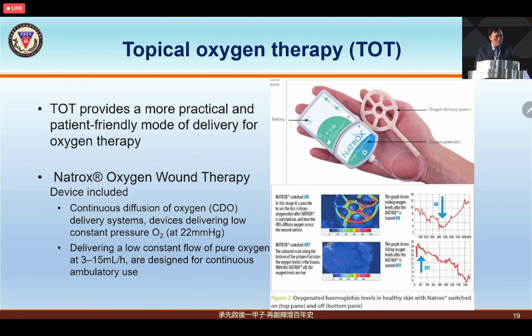How about topical oxygen therapy? Topical oxygen therapy provides a more practical, patient-friendly mode of oxygen delivery. The most popular commonly used is the NATROX oxygen therapy machine, which can continuously diffuse oxygen, a delivery system device that diffuses a very low constant flow of pure oxygen.